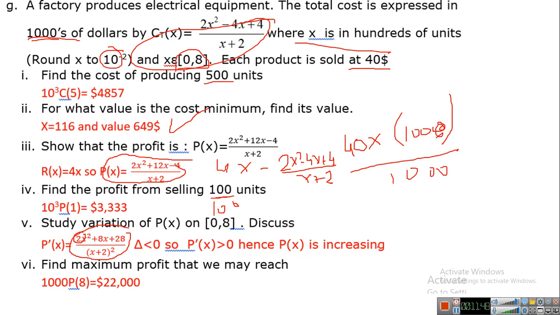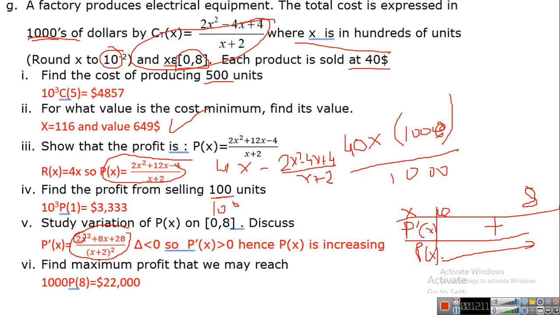So it's always increasing. And when you want to do the variation here, you do x, P prime of x, P of x. I don't have roots. Because I don't have roots, I have it from 0 till 8. If you want, because it's either always plus or always minus, take any number here, 1 for example, it must be always positive, so it's always increasing. So here this is the minimum, this is the maximum value.